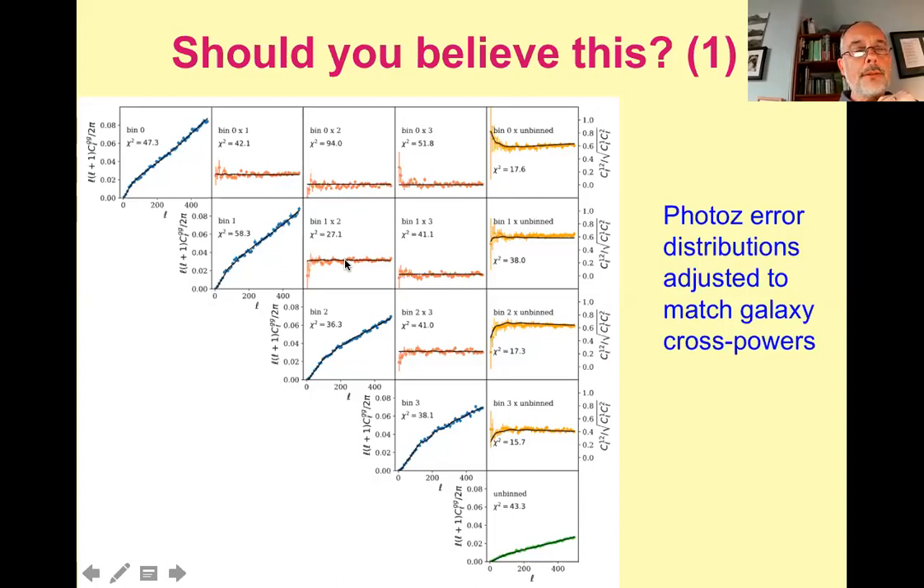So these correlations between the adjacent bins allow us to calibrate whether we're understanding the redshift errors. And the answer is yes, we do. We get a very good reproduction of these cross correlations.